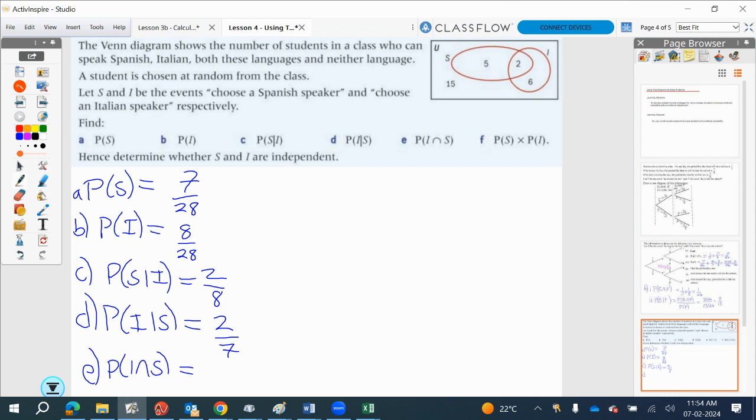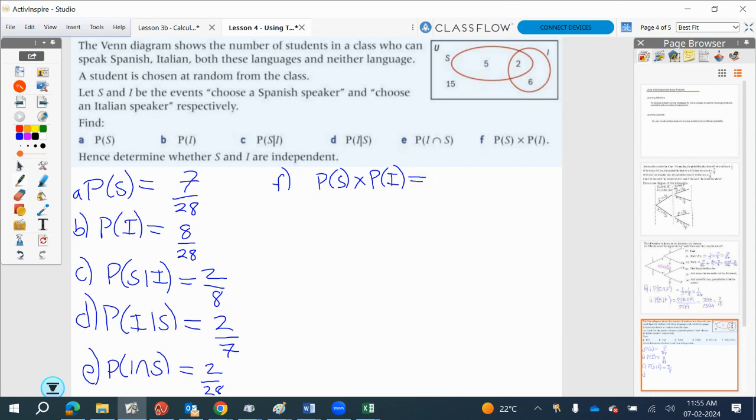Let me go for Lucas. No. 2 over 28. F. We want the probability of S times the probability of I.